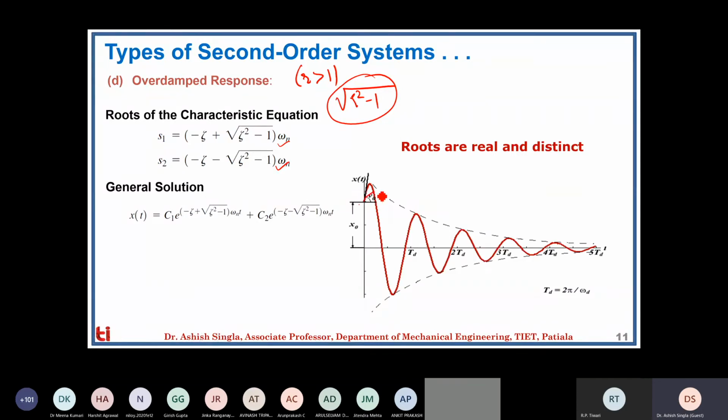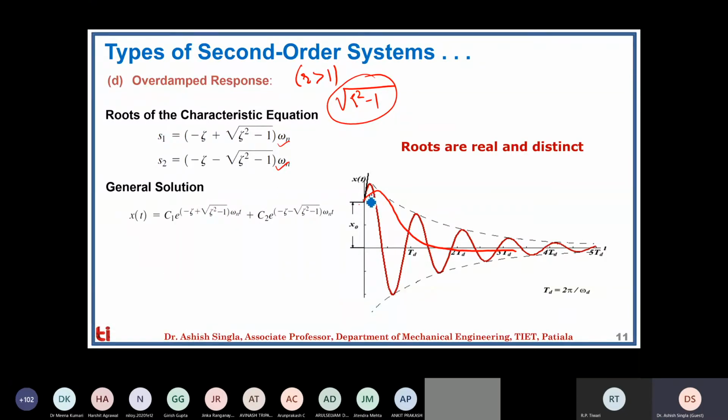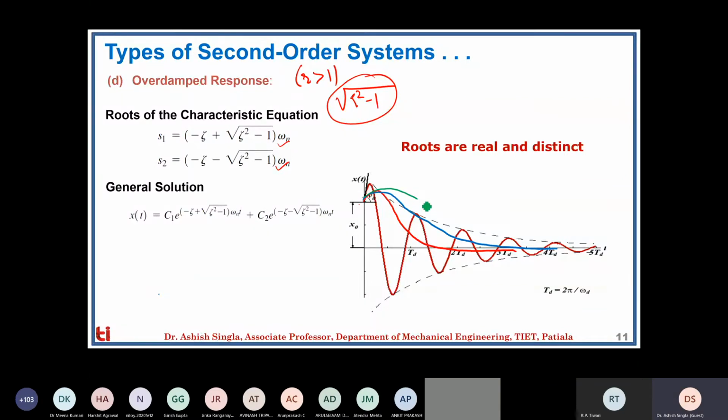This is the critical response, and if we go to the blue line, this is when, let's say, the value of zeta is 2. As you increase the value of zeta, the response will be more and more sluggish. So this is maybe for zeta equal to 1, this will be for zeta equal to 2, and this will be for zeta equal to 3. As you increase the value of zeta, the response will be more and more sluggish.